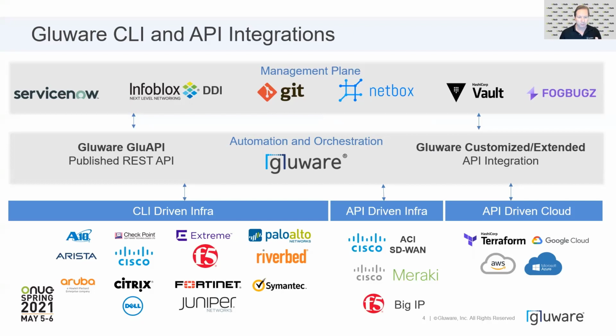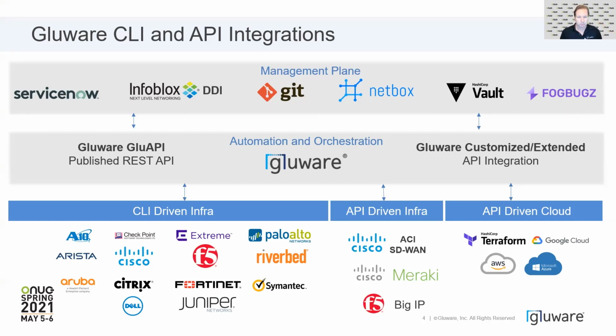What we often look to drive customers towards, if they want to interact with Gluware programmatically, is that the best way to get started is to consume our API endpoint, our GluAPI. You can push in devices, initiate discoveries, execute drifts and audits, provision devices, and nearly the full suite of application function can be interacted with through GluAPI. So that's if you want something else externally talking to Gluware.